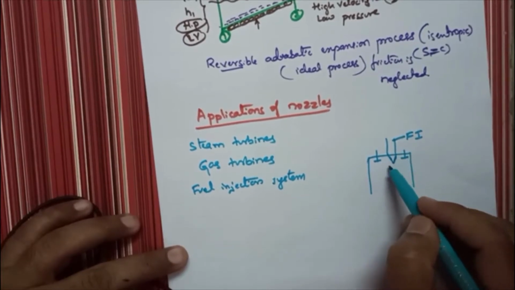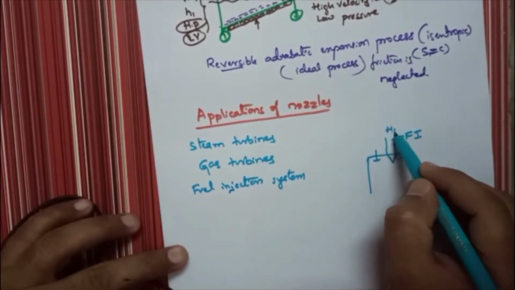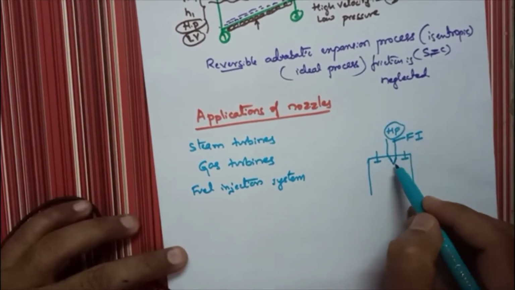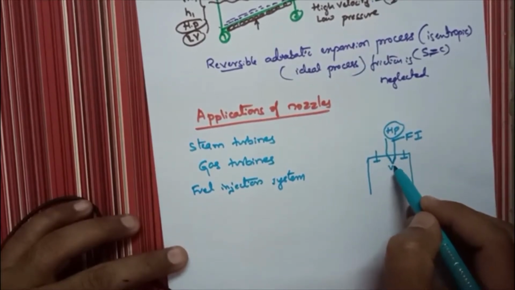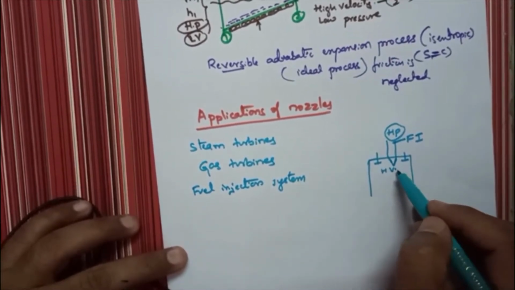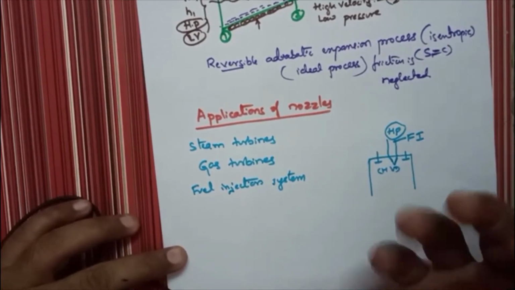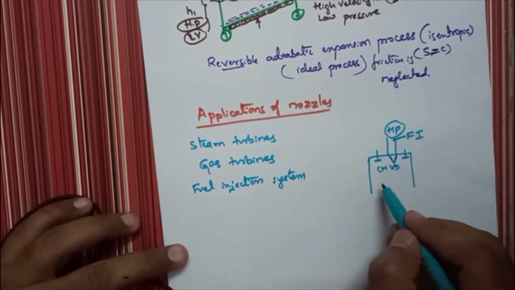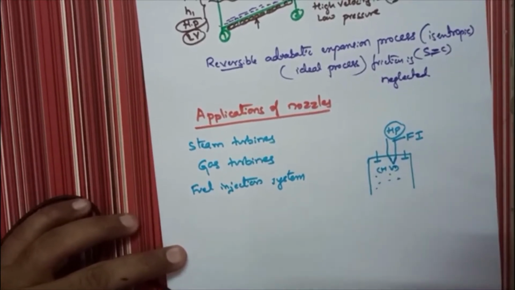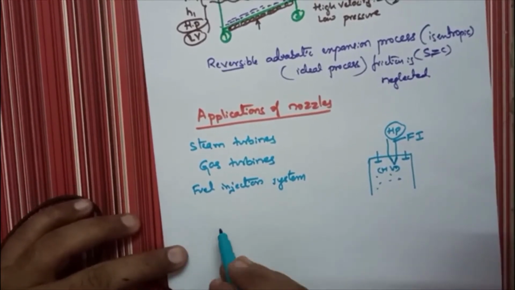That nozzle converts the high pressure energy of the diesel into velocity, that is, high velocity and high kinetic energy. With that high kinetic energy, atomization takes place inside the combustion chamber. That is one type of fuel injection system.